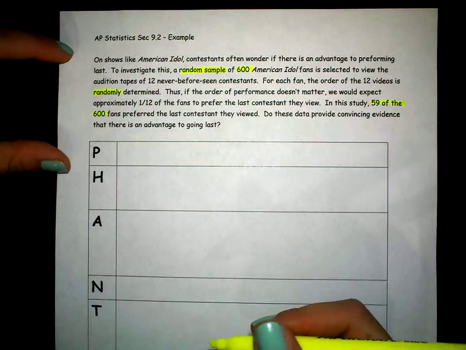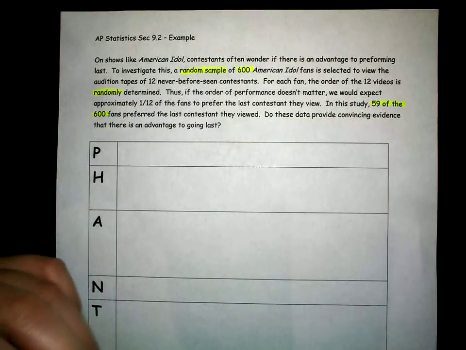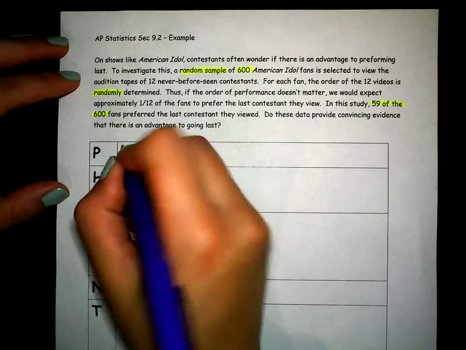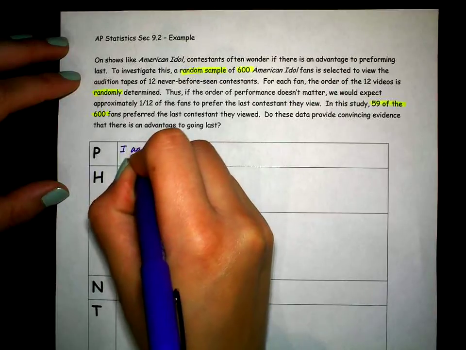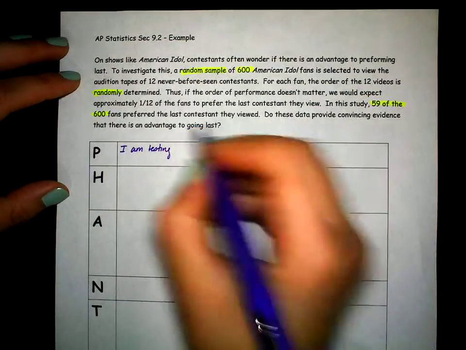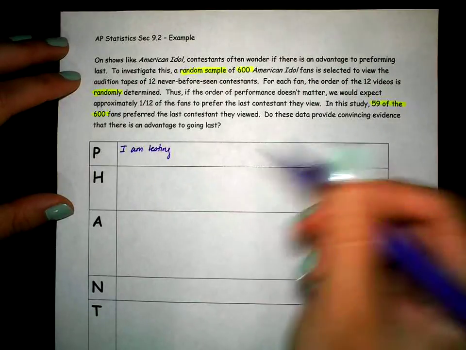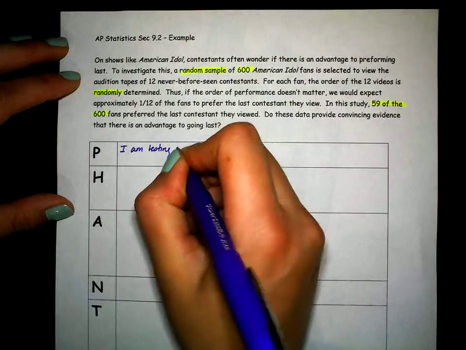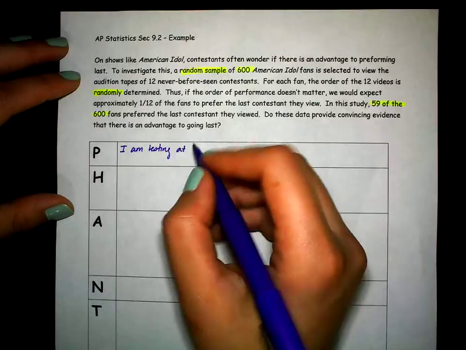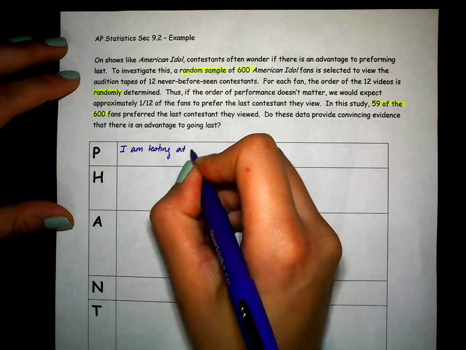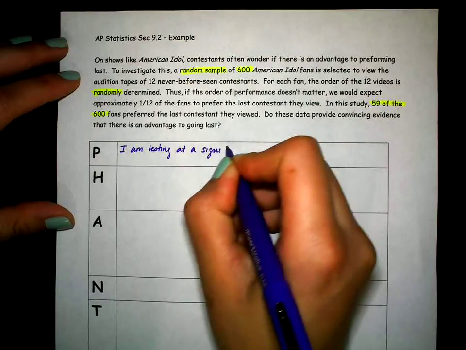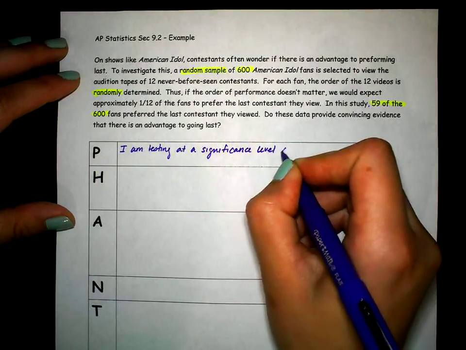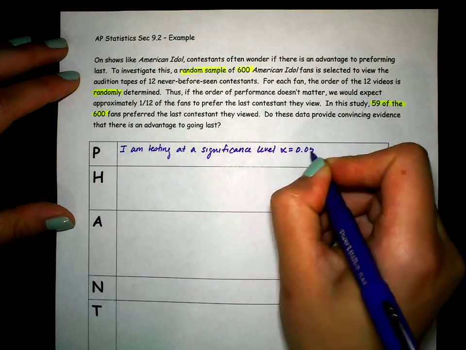Alright, so P, we have to figure out what is the parameter of interest. So let's go ahead and state, I am testing, and it doesn't say the significance level. Usually they'll tell you alpha is equal to 0.1 or something else. So if it's not stated, you're going to go ahead and assume 0.05. Adding significance level, that's alpha, 0.05.